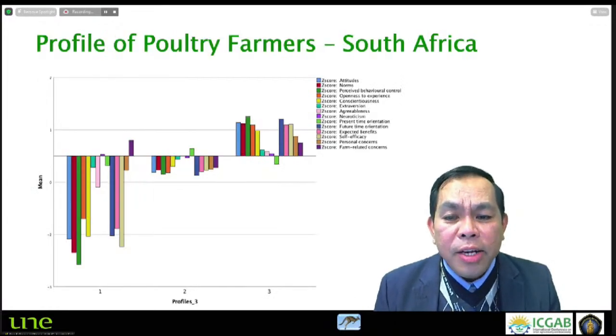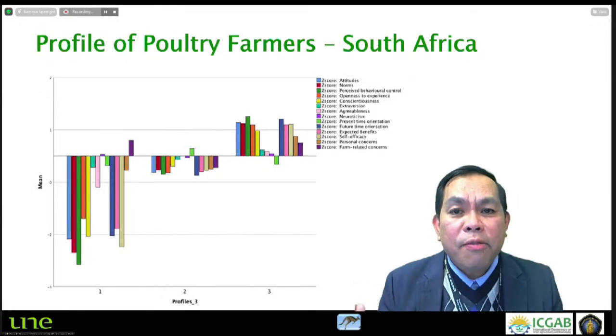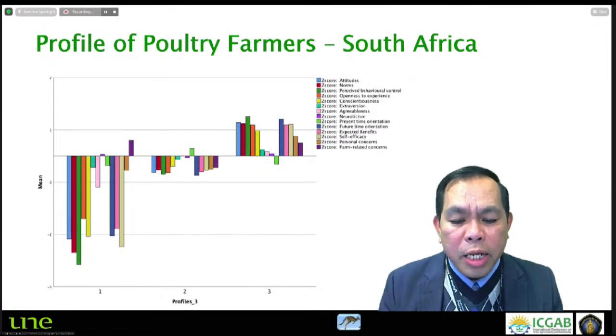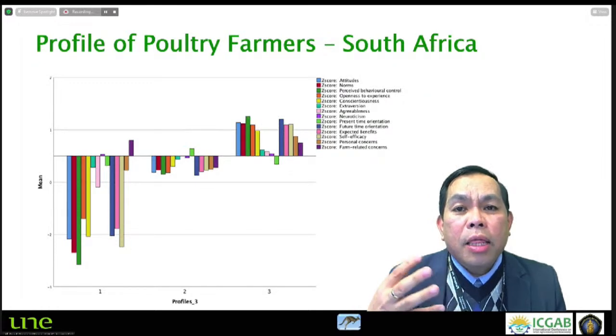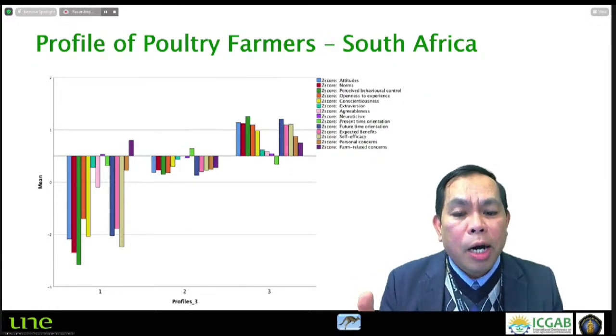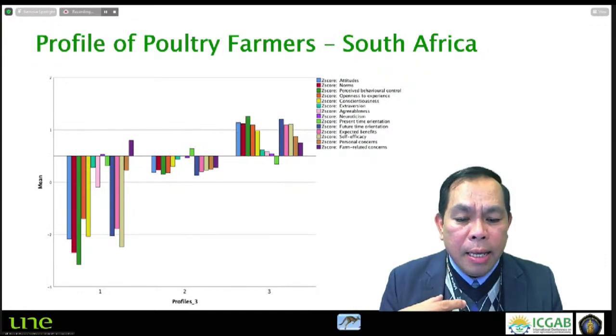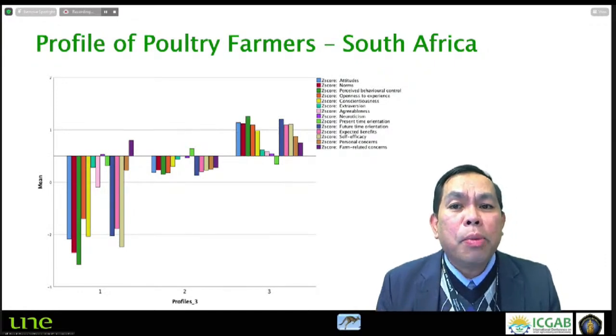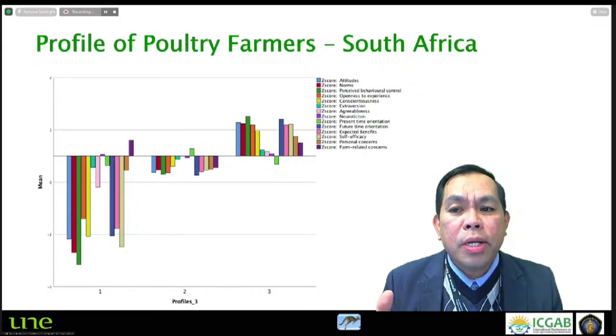How about in South Africa? We also have 3 distinct groups of farmers according to their behavior. The ones that we have in South Africa focus mostly on the personality of farmers: being open, being conscientious, and agreeableness. Those are some of the things that we consider.